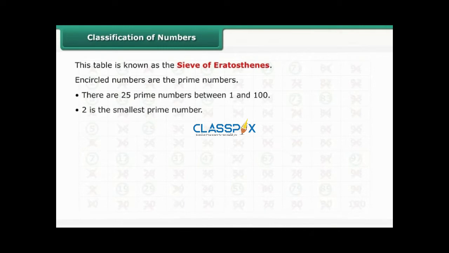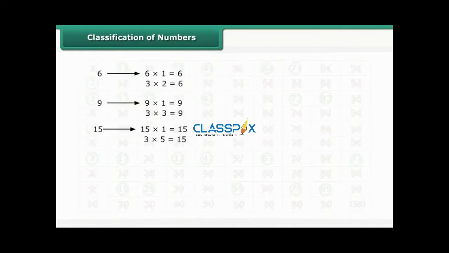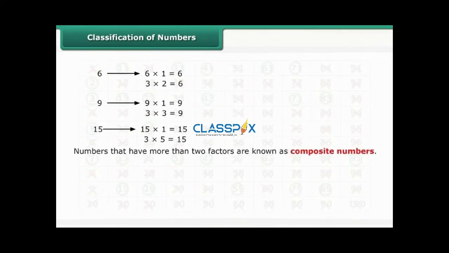2 is the smallest prime number. All prime numbers are odd except 2. Twin prime numbers are two prime numbers whose difference is 2. Let us look at some more numbers and their factors. All these numbers have more than 2 factors. Numbers that have more than 2 factors are known as composite numbers.